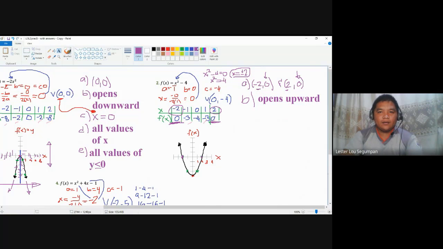Letter C, axis of symmetry. Again, it's a line. When drawn, it will divide the graph into two mirror images. Same with number 1, it is actually passing through the y-axis because this is also represented by the x coordinate of your vertex. So our axis or line of symmetry is x equal to 0.